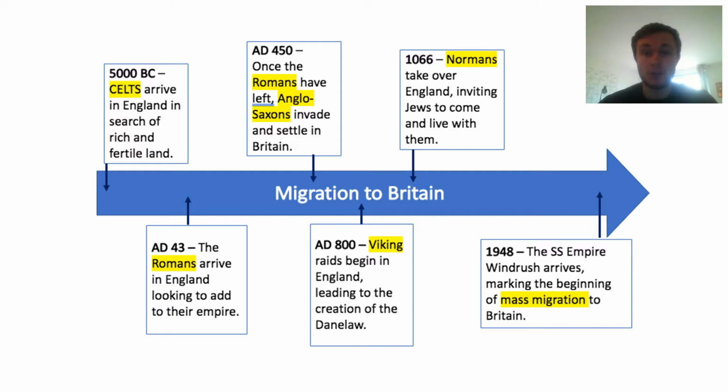So our timeline of migration to Britain, we're now on our very last box on the timeline. We're looking at 1948, the SS Empire Windrush arrives, marking the beginning of mass migration to Britain. So that's what we'll be looking at today. Some of you may have heard of the Windrush scandal, the Windrush generation. Lots of things that have been in the news recently. We're going to take a look at what that's all about today.